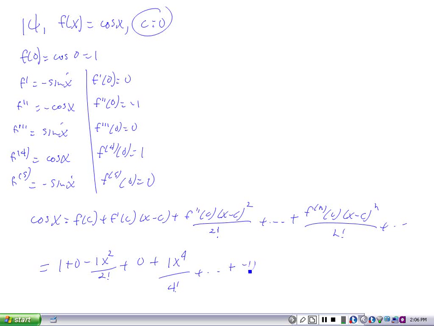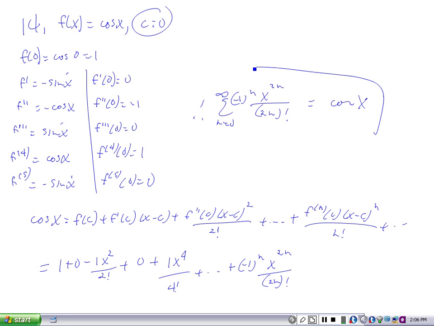So this looks like plus (-1)^n times x^(2n) all over (2n) factorial. The terms are even, so that's why we use 2n. And so you conclude that this is the summation as n goes from 0 to infinity of (-1)^n times x^(2n) divided by (2n) factorial, and that's your cosine function represented by a power series.